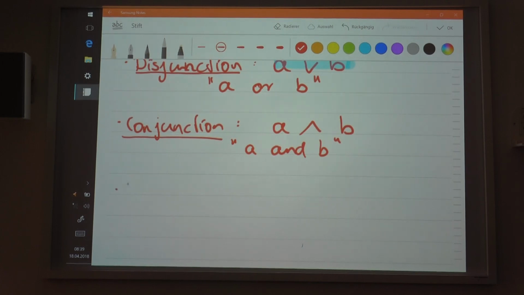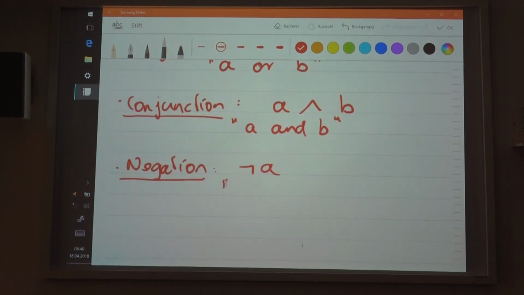Now, then you have the negation. The negation is written like this, that corresponds to the complement of a set. If you look at set theory, then this could be the complement. This is how it's written. And you just say not A. So that means that statement A is not true. And that of course is also a statement itself, right?